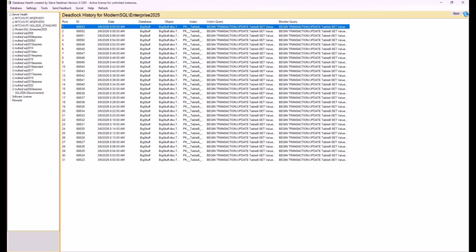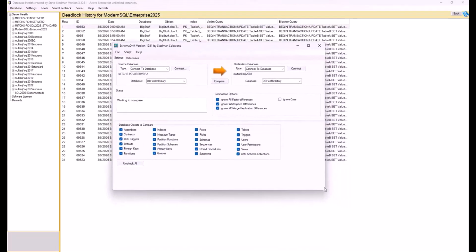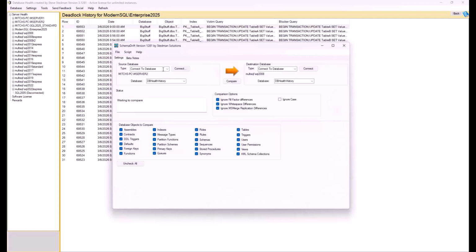What SchemaDrift does is it goes out and it points at two different databases and it shows you what's different in the schema. You can go look at like what procedures are different or what tables or primary keys, any of that kind of stuff like Mitch is showing there.